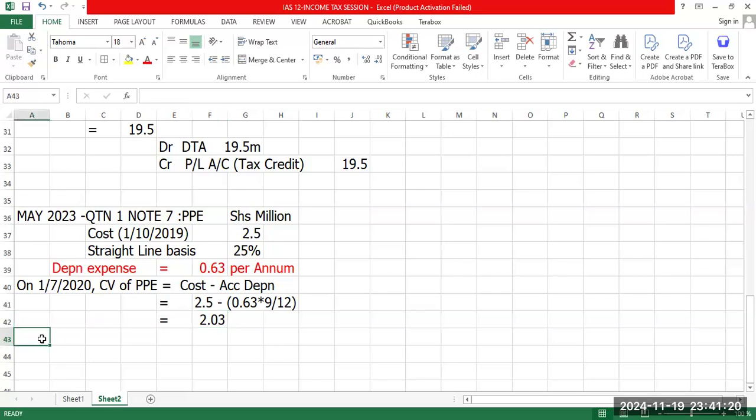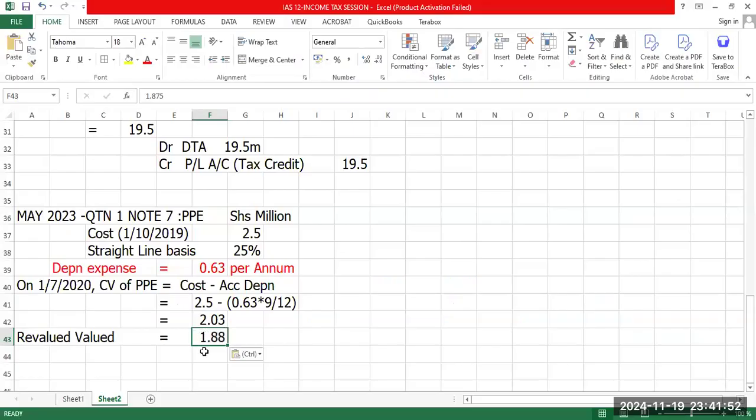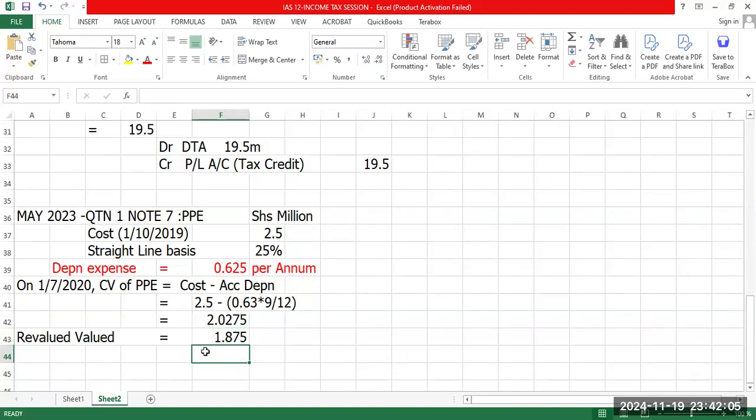Then what is your valuation, the valued amount as at this date? In the question, the valued amount is how much? The machine was revalued at 1.875. It is 875, okay.